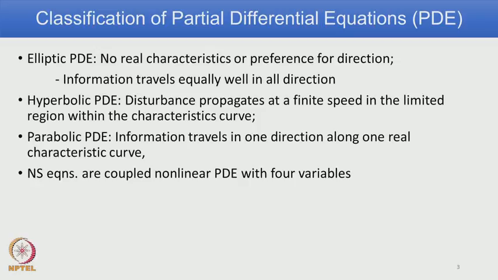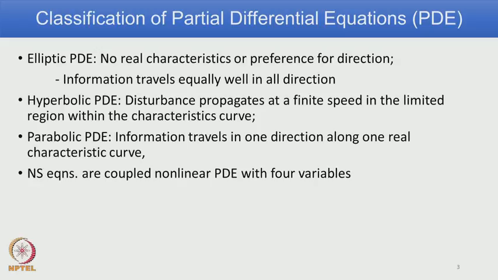Review of the last few slides: we mentioned that elliptic PDE have no preference for direction of information travel or solution propagation. In hyperbolic PDE, disturbance propagates only at a finite speed in a limited region, and today we are going to see hyperbolic PDE. We also went through parabolic PDE by taking the example of the diffusion equation, and we also explained we are not able to classify the Navier-Stokes equation under any one particular category.